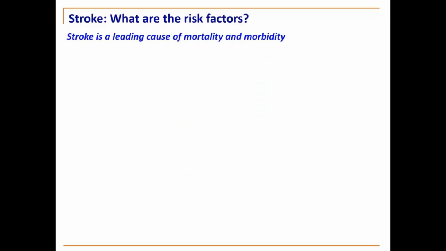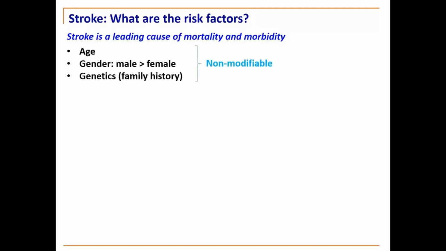So bearing this in mind, stroke is obviously a leading cause of both mortality and morbidity. And there are a series of risk factors, so the ones we can't do anything about, so things like your age. So as you get older, you're more likely to have it. Things like being male, you're more likely to have a stroke. Genetics, again, you can't do anything about your family history. And age, as we've seen, is one of the most significant risk factors out there.